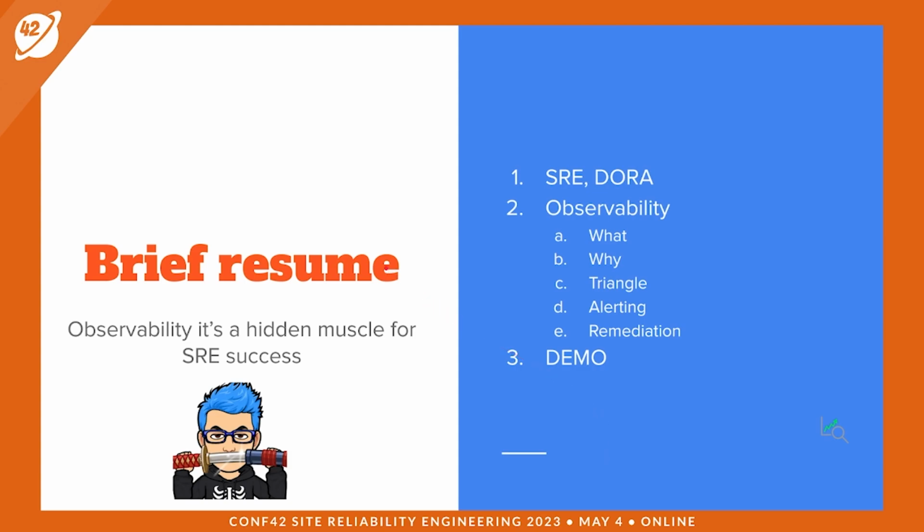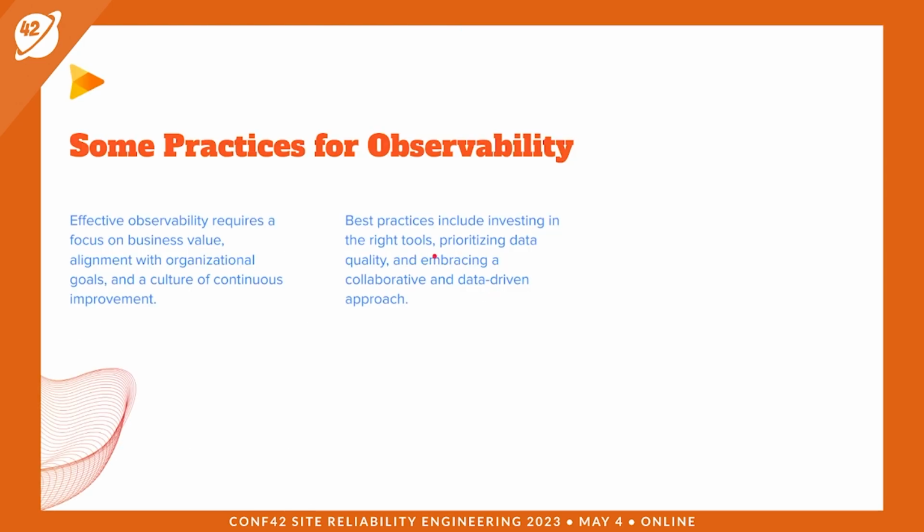Here is a summary for observability. Observability is a hidden muscle for SRE success. We need to enable observability for our companies, so that observability makes our teams bigger and we can enable other things for the company. And also the brief summary: SRE and DORA, observability, what, why, triangle, alerting and remediation that we talked about, and a little demo.